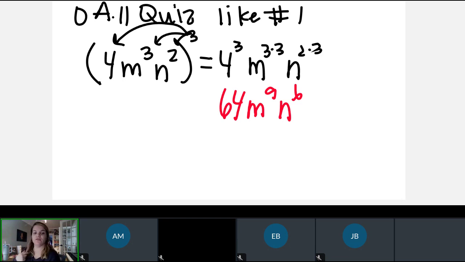Okay, so I think a lot of you, if you got number 1 wrong on the quiz, you're probably just doing 4 times 3, or you're just taking that coefficient and multiplying it times the exponent, but you have to actually do what the exponent is saying, because our regular math rules still apply to coefficients. Exponents have special rules.